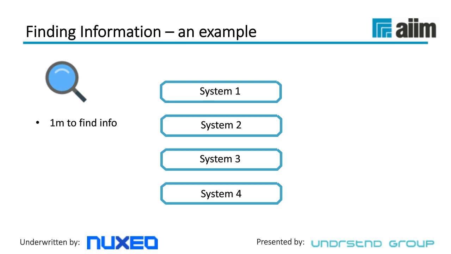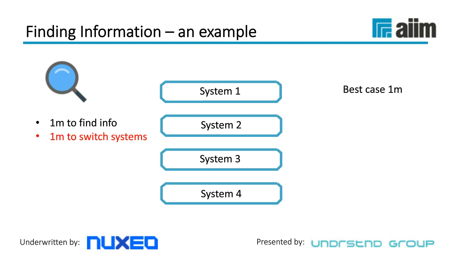And if it takes me 1 minute on average to find information from within a single system, then my best case scenario is that I find the information in the first system that I look in. And if I do that, it will take me 1 minute, as we've already said. In this case, everything's good. But what if I can't find it within that first system?